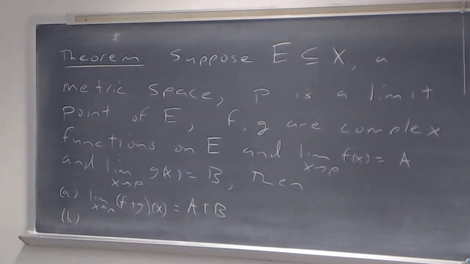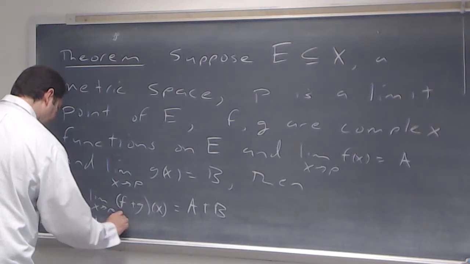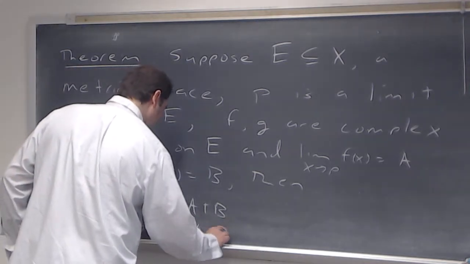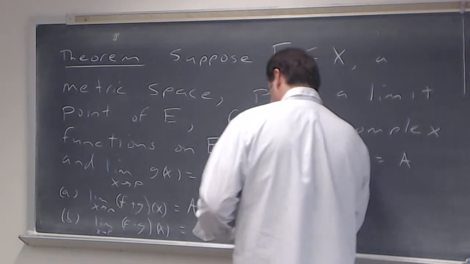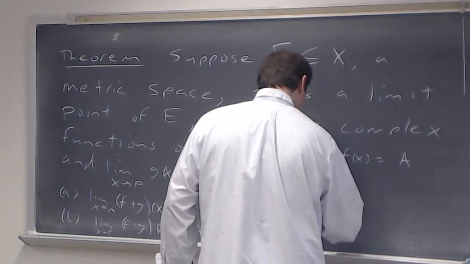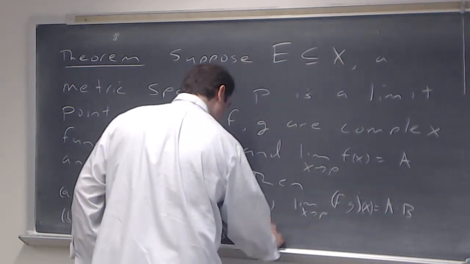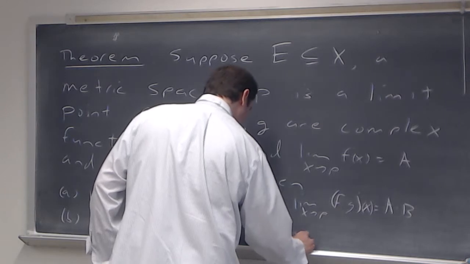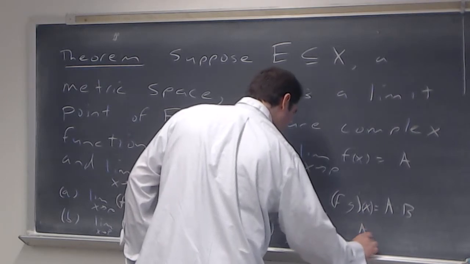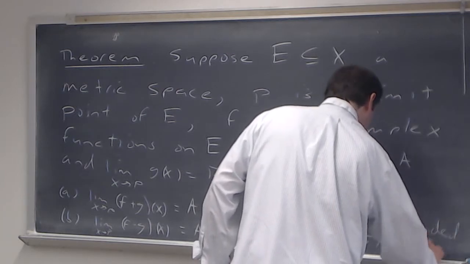Part B, the limit as x goes to P of f minus g acting on x is equal to A minus B. Part C, the limit as x goes to P of f times g acting on x equals A times B. And finally, the limit as x goes to P of f over g acting on x is equal to A over B, and that's provided B is different from 0.